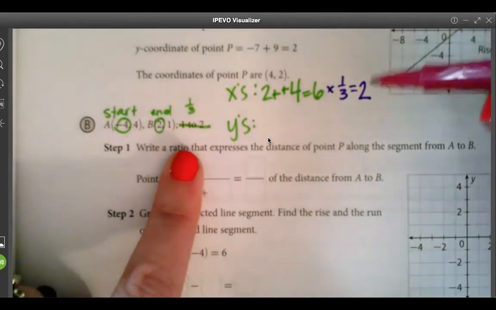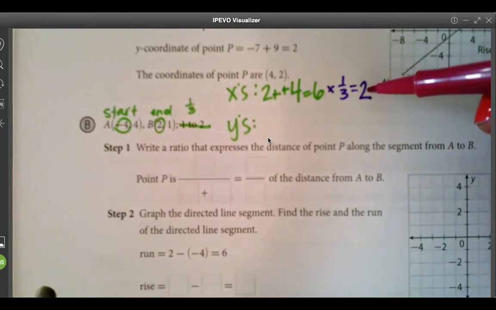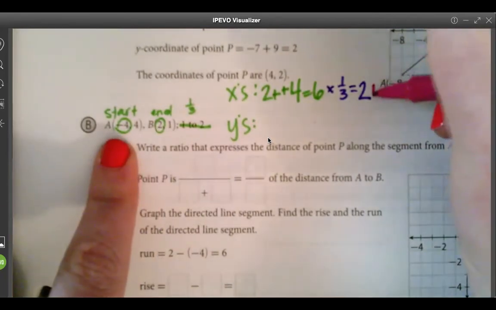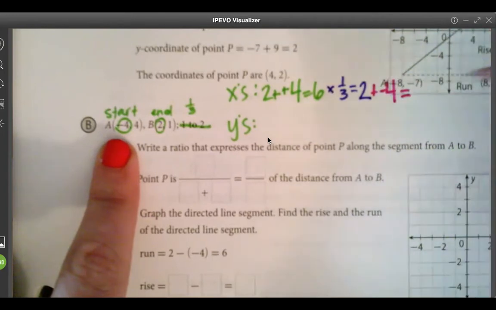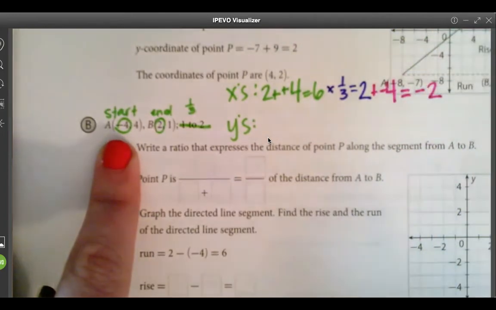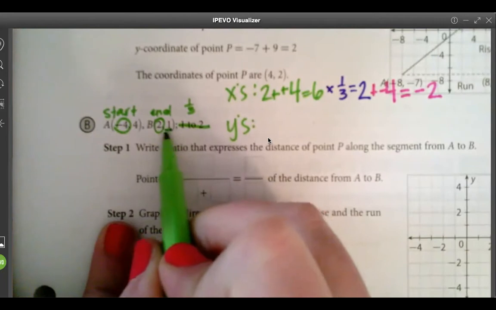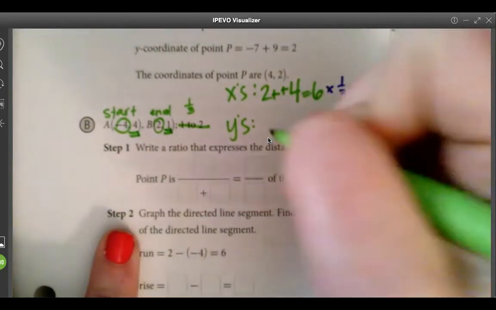I know I need to move 2 places. So I'm going to go back to my start, which was -4. So 2 plus -4 is -2. That's where we're going to wind up. There's no line for us to just look up the y value, so we're going to calculate the y value instead. End minus beginning, 1 minus 4.